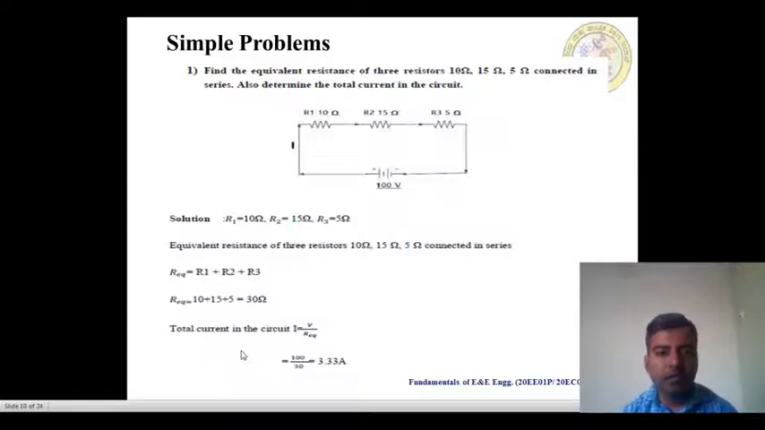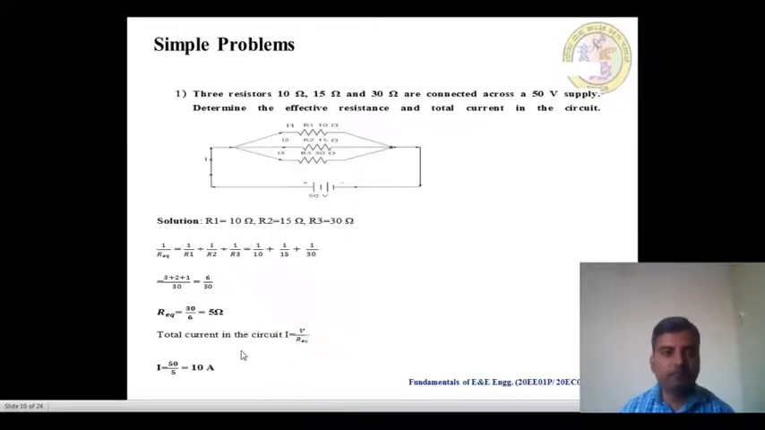Now using Ohm's law we can find the current. The total current I equals V by Req. So 100 divided by 30, that is 3.33 amps, which is the final answer.